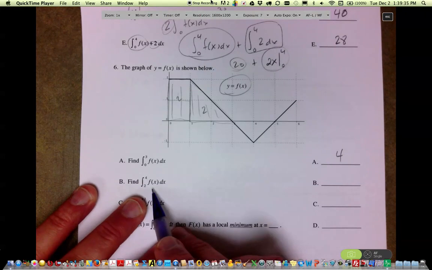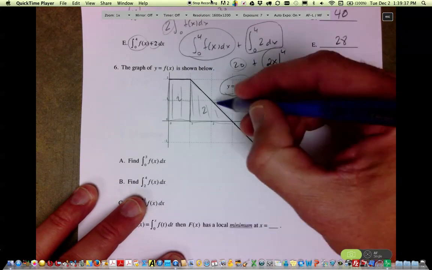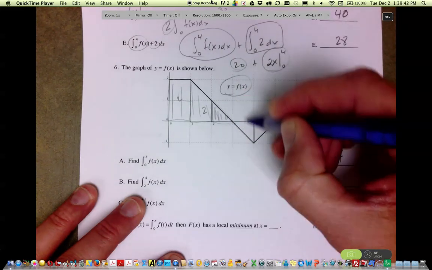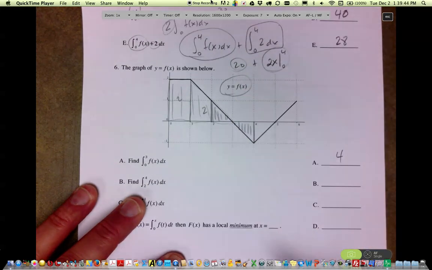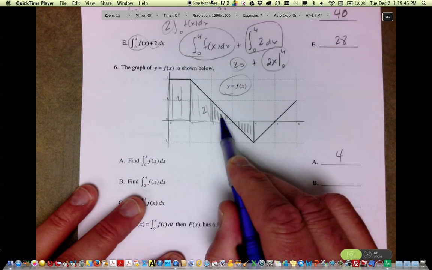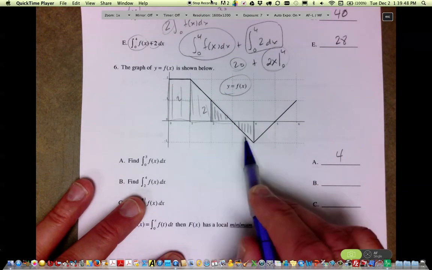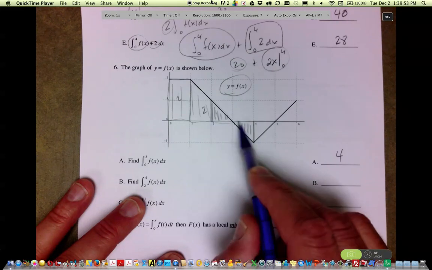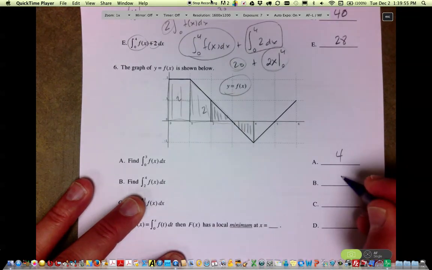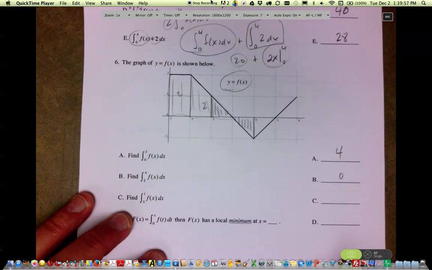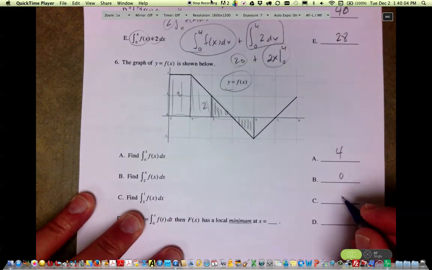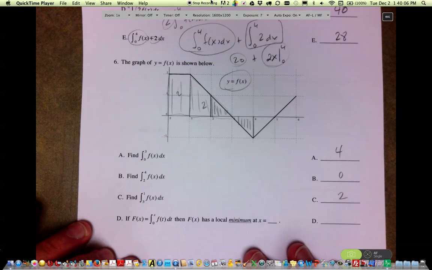Then the next one is the integral from 2 to 4. So we're looking at going from here to here. I'm looking at this area and this area. When the function is above the x-axis, the definite integral is area under the curve. When the function dips below the axis, it's going to be the negative of the area. So if we think about adding these two things together, they're going to cancel each other out, and we're going to get 0. And the next one is just 1 to 3. I think we answered that question already. That's just going to give me 2.